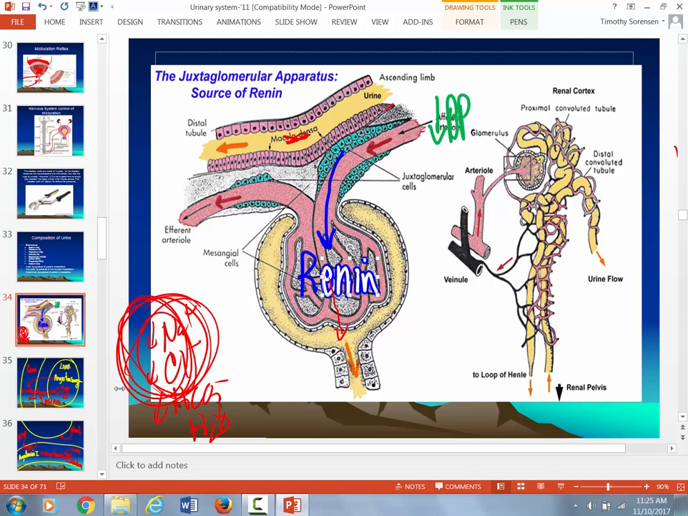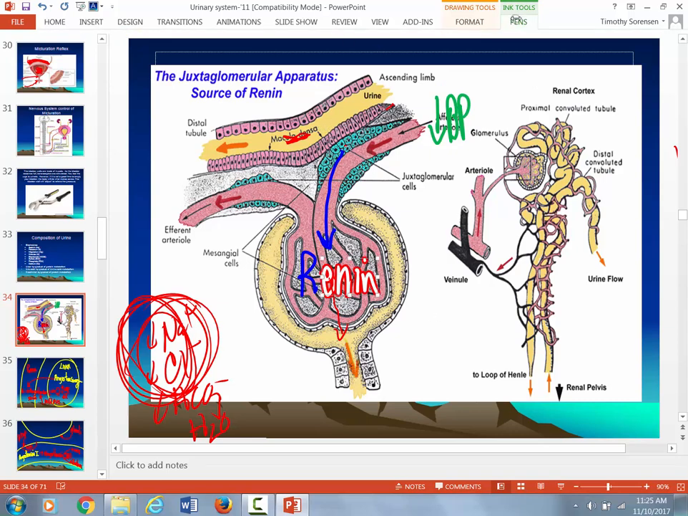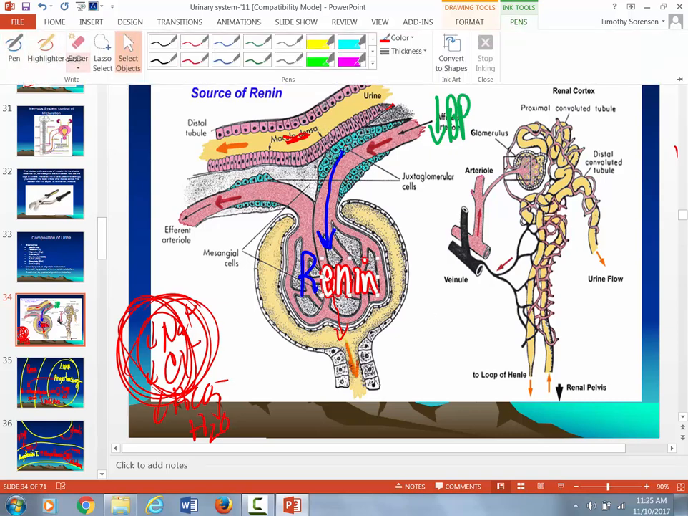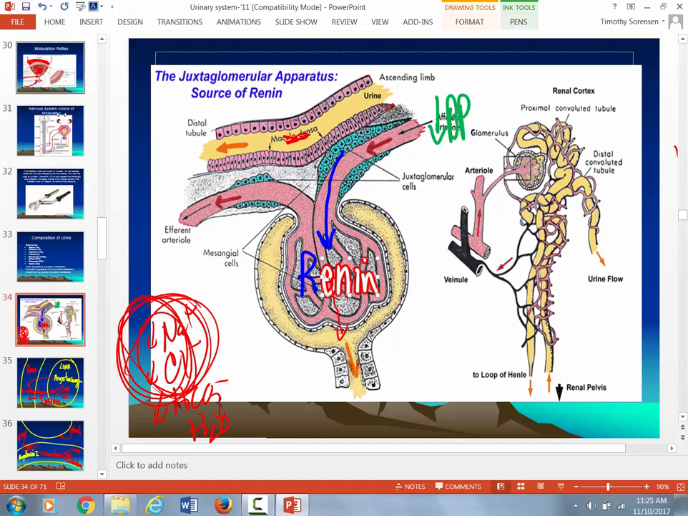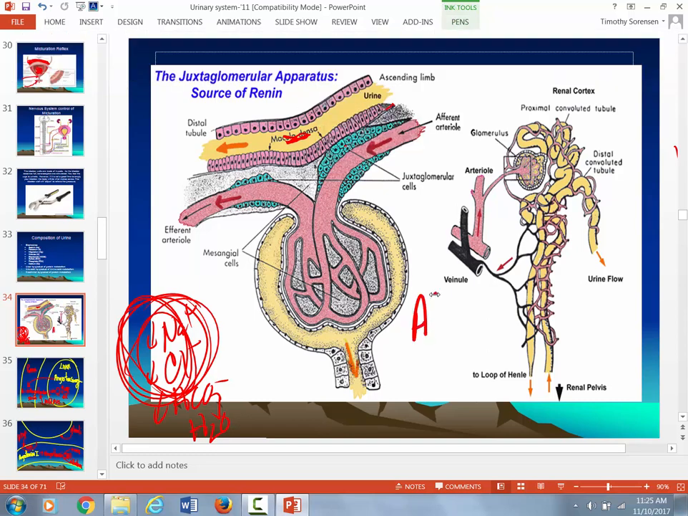Yes? Okay. The opposite of aldosterone is called non-aldosterone. Don't write that down. The opposite hormone of aldosterone is atrial natriuretic peptide. What does natriuretic mean?